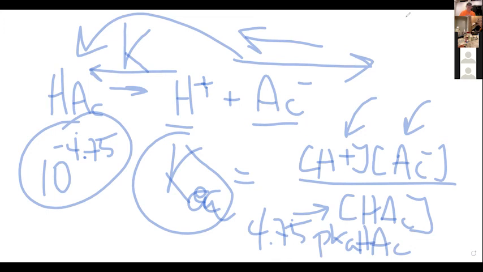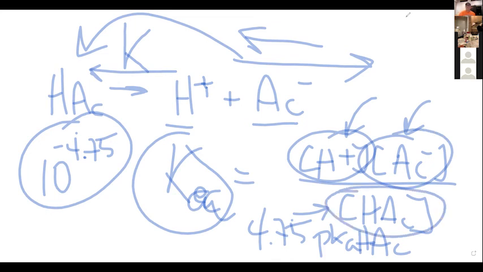What that means is when I multiply the concentration of H plus and acetate and divide it by the concentration of acetic acid not ionized, I get whatever 10 to the minus 4.75 is, which is very, very small. That's where you get about 2 in 10,000. That's where that number comes from. It's a really small number. In fact, I think it's even smaller than that now that I think about it.